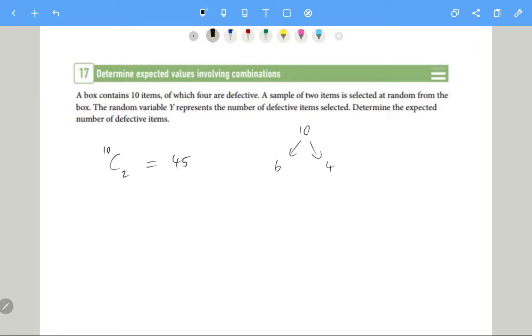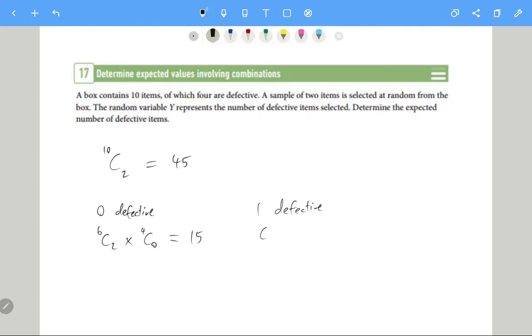So, to work out what if we got none of the bad ones. So let's think about 0 defective. Well, that means of the 6 good ones, we chose 2 of them, and of the 4 bad ones, we chose none of them. And so that's just 6 choose 2 times 4 choose 0, which is 15 times 1, or just 15.